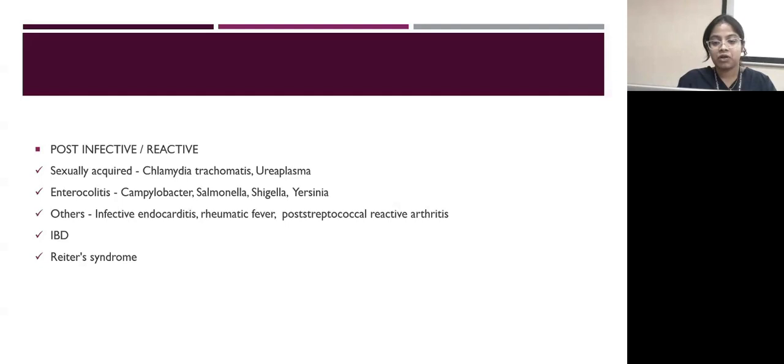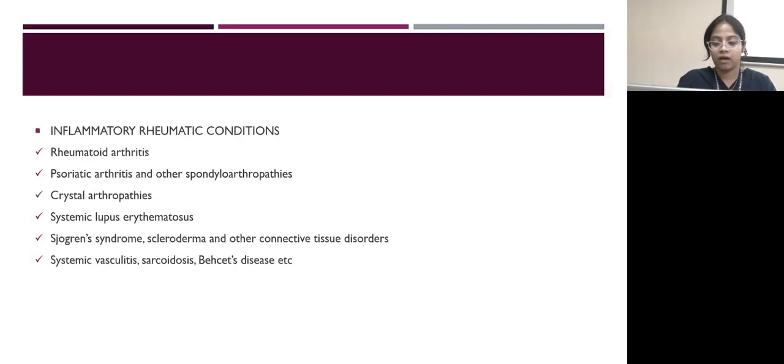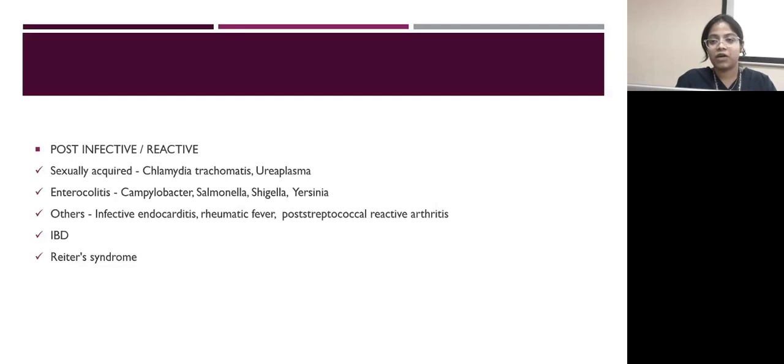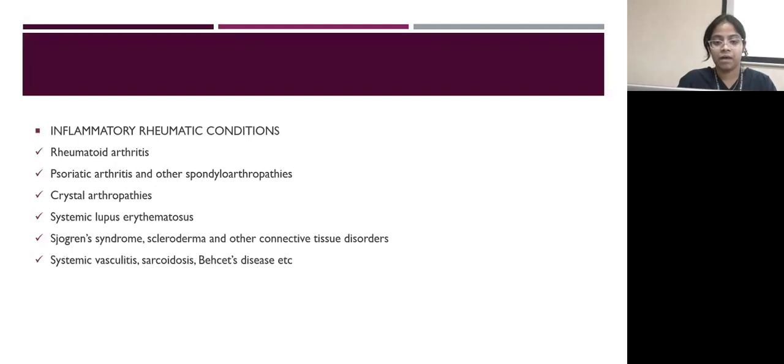We have also considered the possibility of post streptococcal infections. That's why we have done an ASO, which was negative. He didn't have any GI symptoms, so we have not considered Salmonella, Campylobacter. We didn't consider IBD or Reiter's because he didn't have any urogenital involvement. We did consider infective endocarditis. However, echo was normal and he didn't have any peripheral signs.